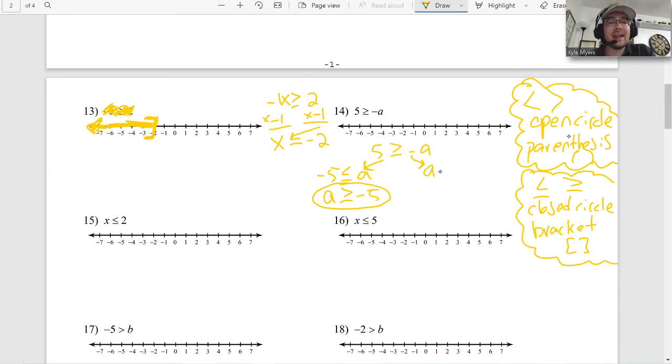If I add a to both sides, it would be a plus 5 greater than or equal to 0. Then I could subtract 5 on both sides and get this. Oh, look at that. I got the same thing. So whichever of those you were tracking with a little better, that seems to be your preferred method, and practice it some more.